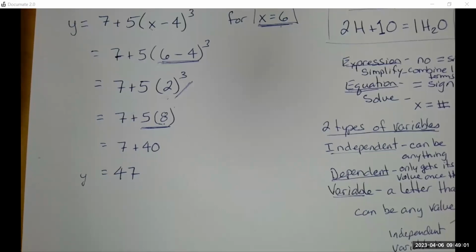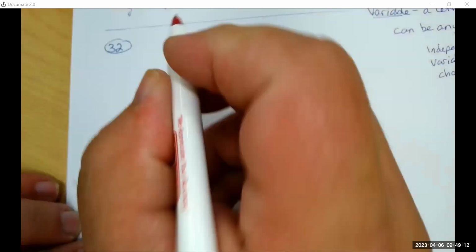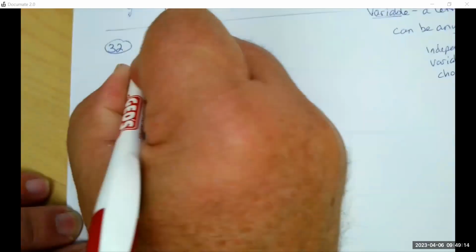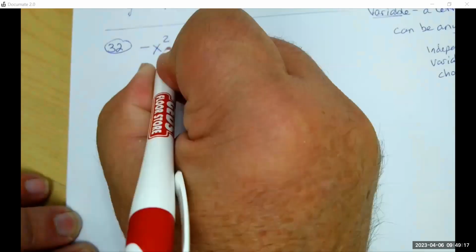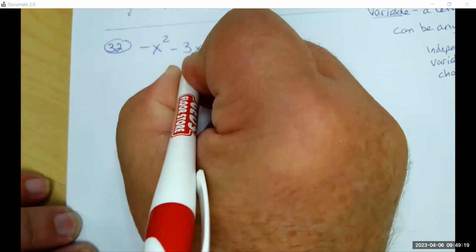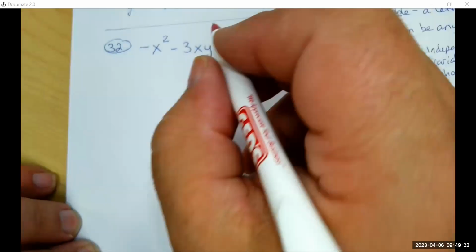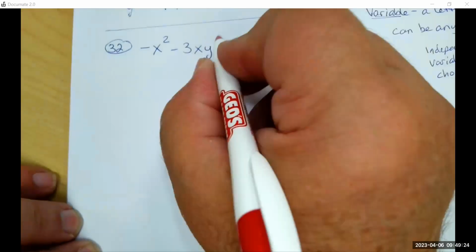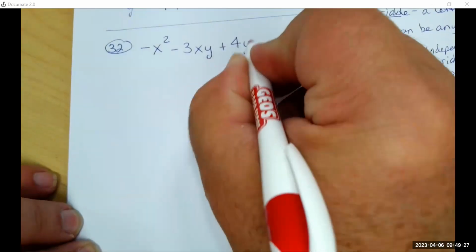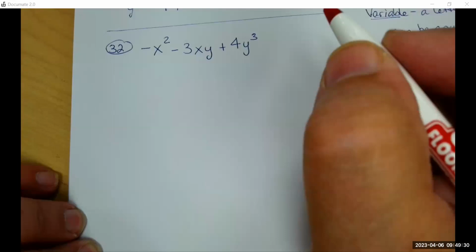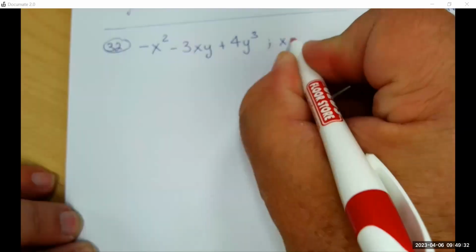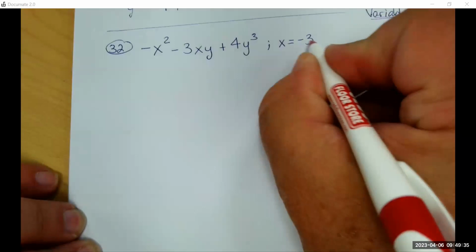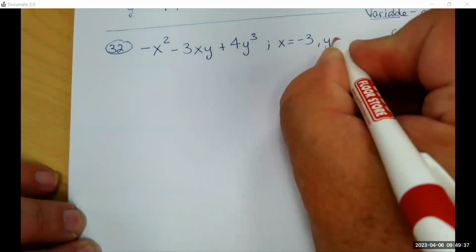Let's do 32 and 33. Number 32 is negative x squared minus 3xy plus 4y to the 3rd power, when x equals -3 and y equals -1.